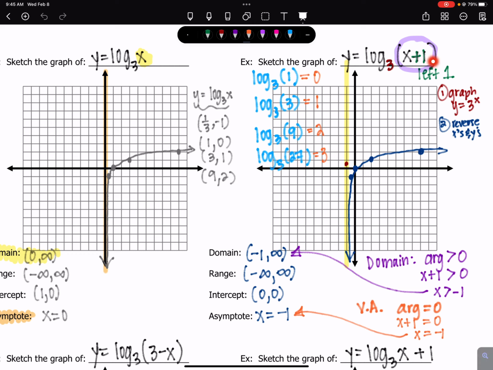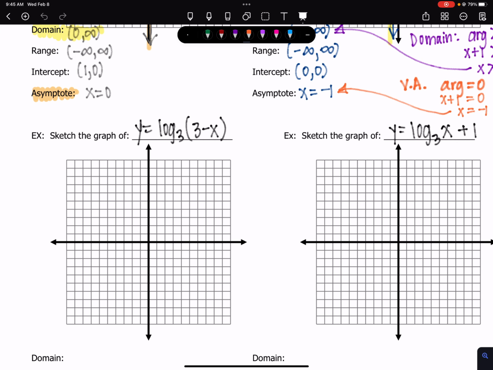So you will get better at that part the more you use logarithms. Let's sketch the graph of y equals log base 3 of 3 minus x. This has some transformations in there that you're probably not used to, but you should get comfortable with. So I've got y equals log base 3, and I'm going to rewrite this as y equals log base 3, and I'm going to write it negative x plus 3.